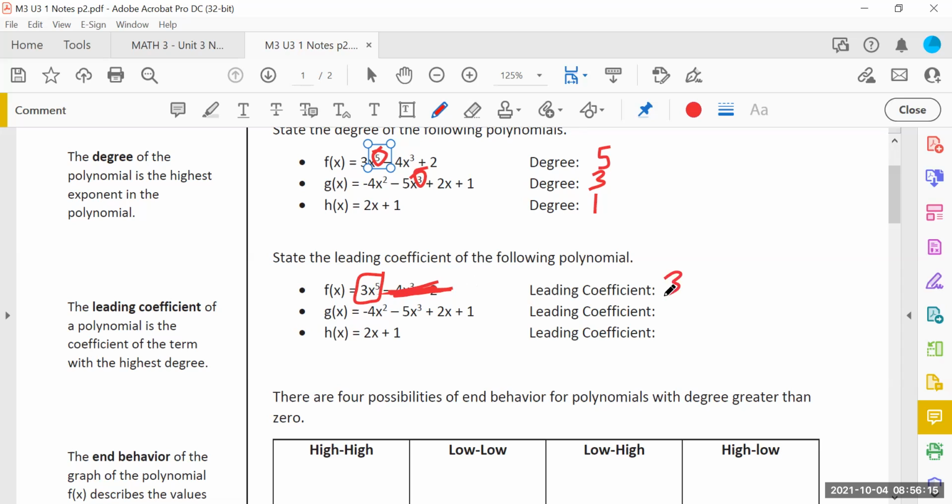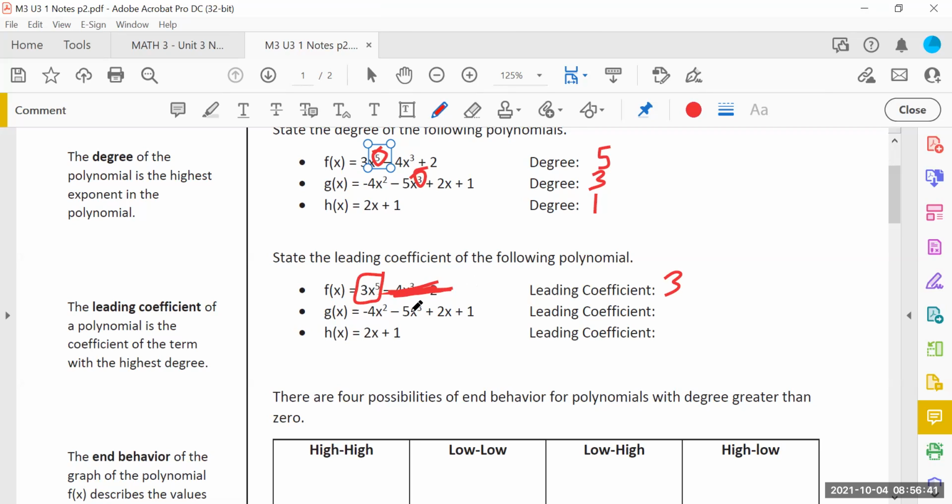The reason we're looking at these terms in particular is because as we get bigger and bigger numbers into x, they take over. 3x to the fifth is going to so overwhelm every other term in that polynomial, we can ignore them. And so we're looking at these important pieces here, the leading coefficient and the highest degree. That's going to tell us about what's called the end behavior in just a moment. Those are the most important pieces.